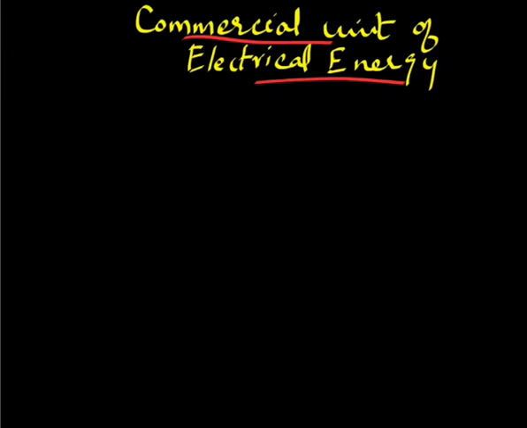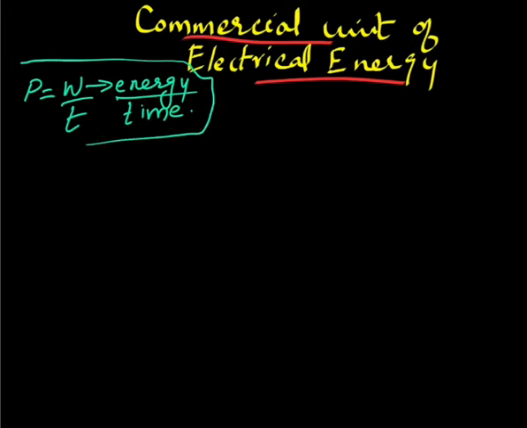We learned about the definition of electrical energy as well as electrical power, and when we did electrical power, the equation which we wrote for electrical power is W divided by T, where W is the energy or electrical energy divided by the time which is taken. Okay, so that is the definition of electrical power. Now using this equation we are going to find out the commercial unit of electrical energy.